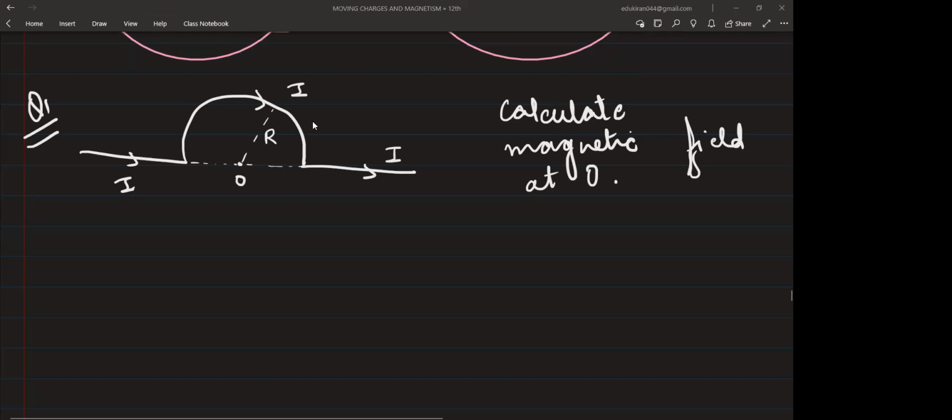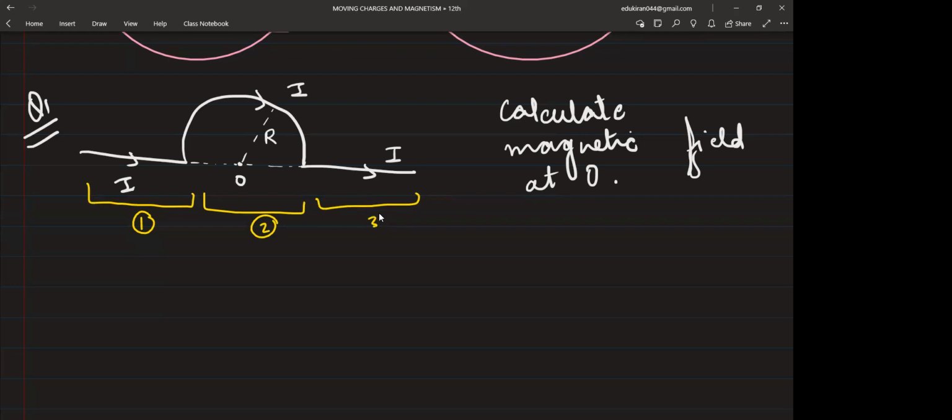See, class, how do we solve such questions? We don't solve it in one go because these are three different segments. So you also solve it in segments. See, this is segment number one, this semicircle is segment number two, and this third one is segment number three. This is a wire with the center on its line, making angle 0 degree.